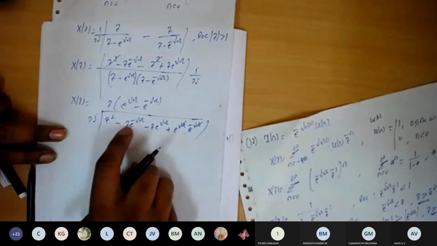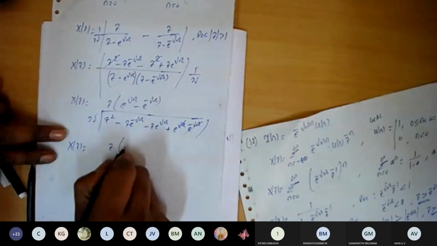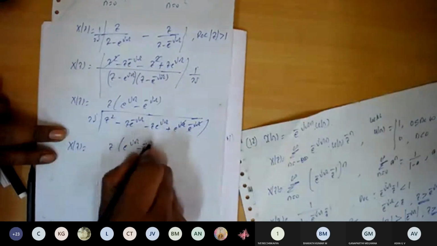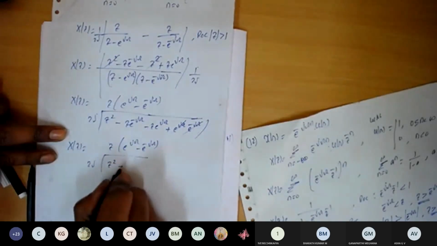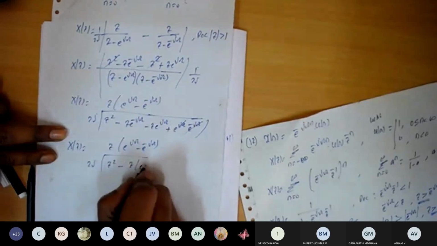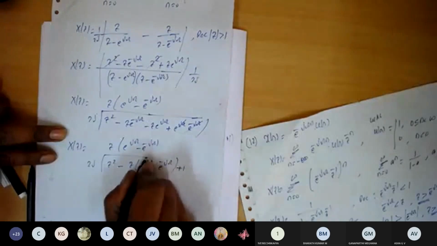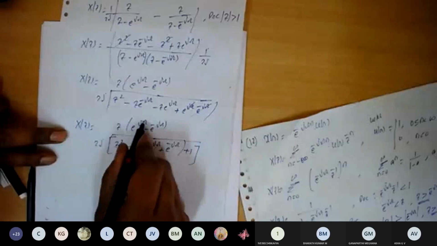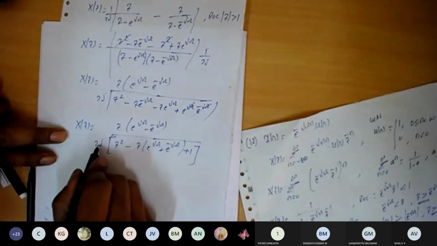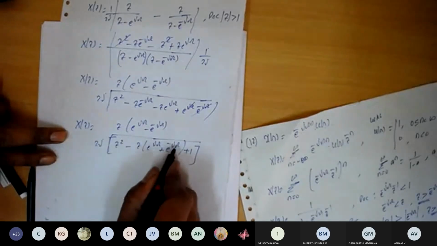So here z square. If you take minus z common, X of z is equal to z into e to the power of j omega minus e to the power of minus j omega, divided by z square, 2jz, minus z times e to the power of j omega plus e to the power of minus j omega, plus 1. So e to the power of j omega minus e to the power of minus j omega divided by 2j becomes the sine function. And e to the power of j omega plus e to the power of minus j omega becomes 2 cos omega.